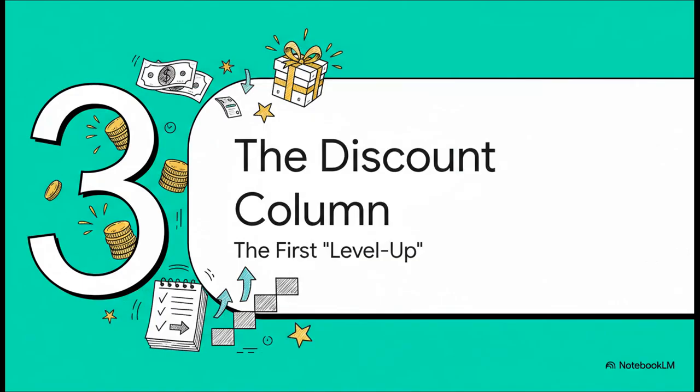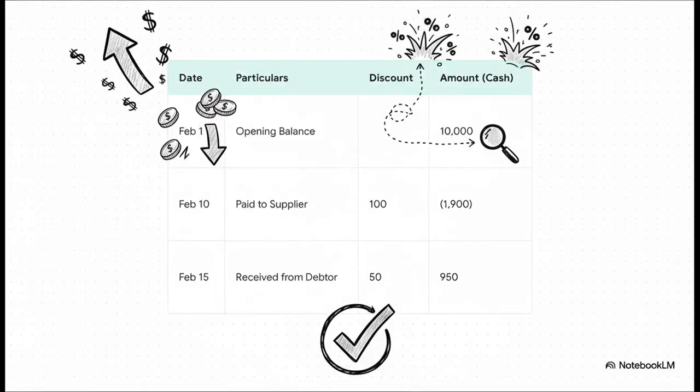But businesses grow and things get a little more complex. What happens when you start offering discounts to your customers, or maybe you get discounts from your suppliers? Well, that brings us to our first level up. See what we did there? We just added a discount column. Now a business can track all the discounts they give out and all the ones they get right next to the cash itself. This is great because it keeps that cash column pure. Only actual cash moves there, while still keeping a record of these other important parts of the transaction.